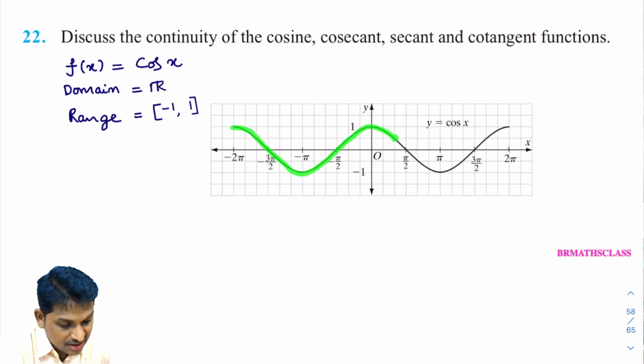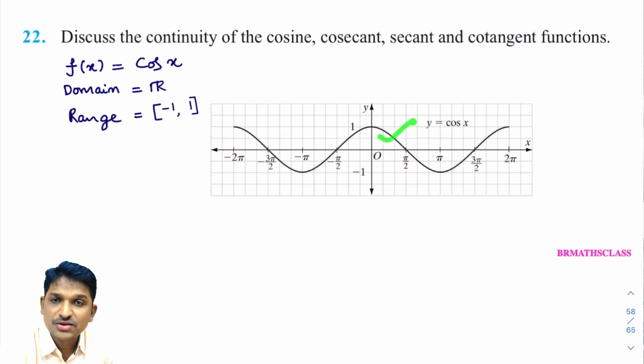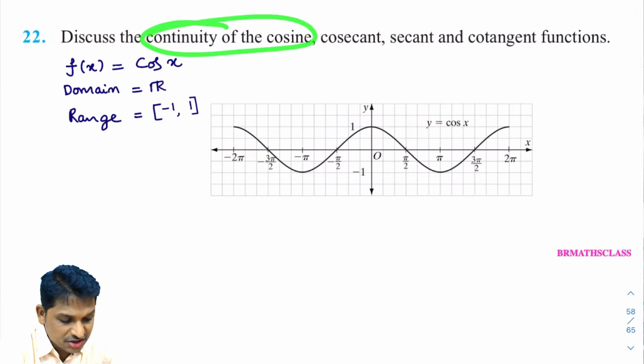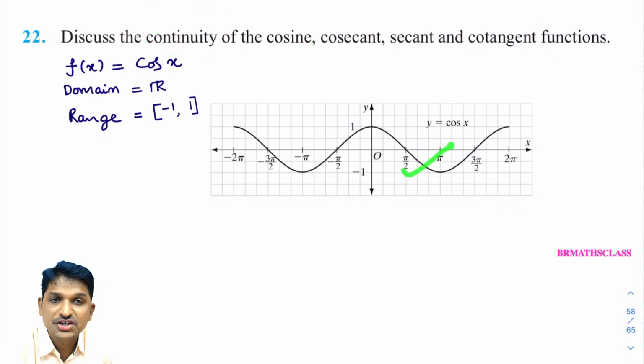Is there any gap in its graph? There is no gap in its graph. Correct? So what can I say? I can say that this function is continuous. So cos x function is continuous function. What they are asking? Discuss the continuity of cosine function. Cosine function is continuous function on its domain, on its entire real number line.